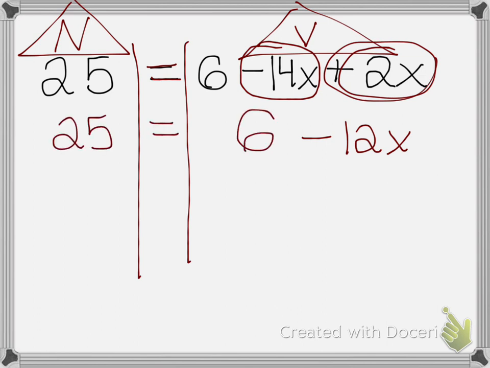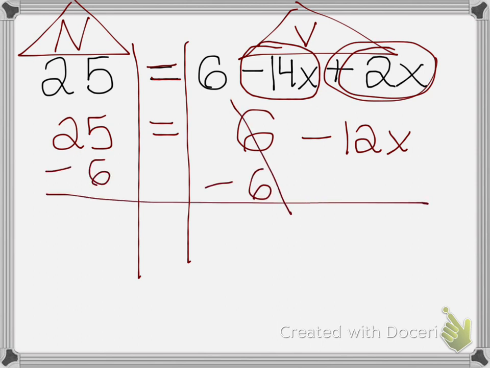All right, in the number house, I have 25. That number can stay because it's strictly a number. But in the variable house, I have a number 6. That needs to be in the number house. So the opposite of positive 6 is negative 6. So I'll subtract 6 on both sides. I'll bring down my negative 12x. Yep, it's a negative 12x because you always take that sign in front of the number. And then 25 minus 6 gives me 19.